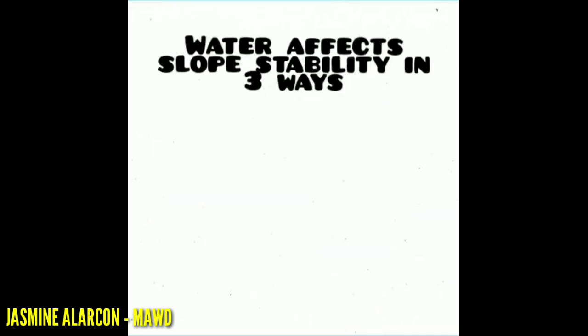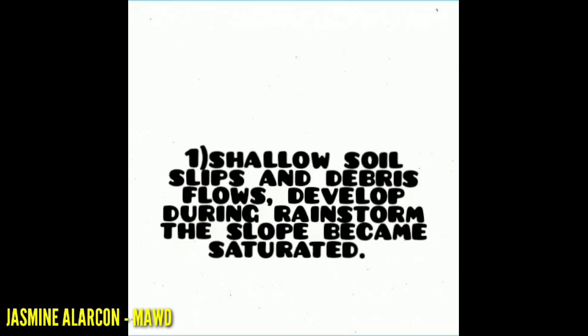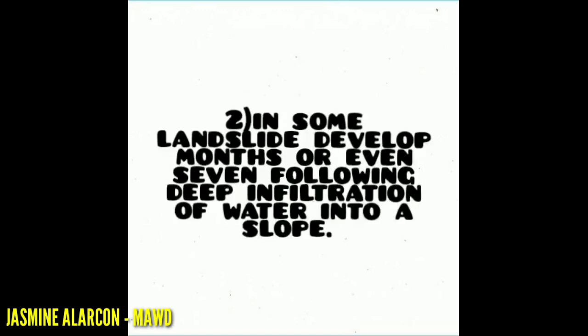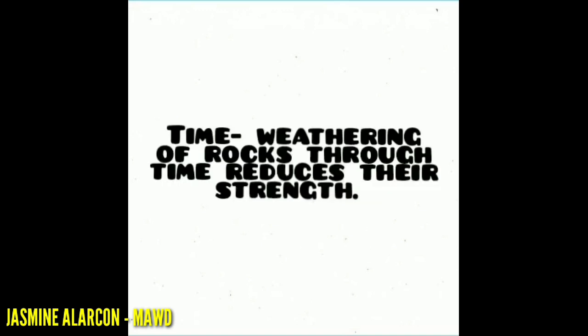Water affects slope stability in three ways. Number one, shallow soil slips and debris flows develop during rainstorms when the slope becomes saturated. Number two, some landslides develop months or even years following a deep infiltration of water into a slope. Number three, the water erosion on the base of the slope decreases its stability. Time. Weathering of rocks through time reduces their strength.